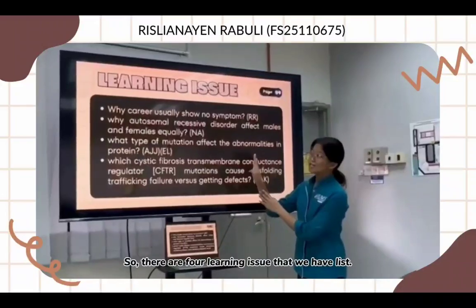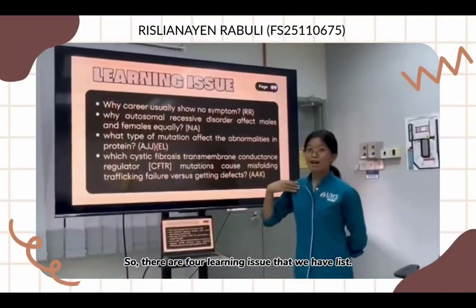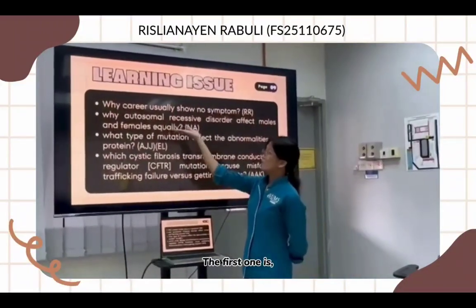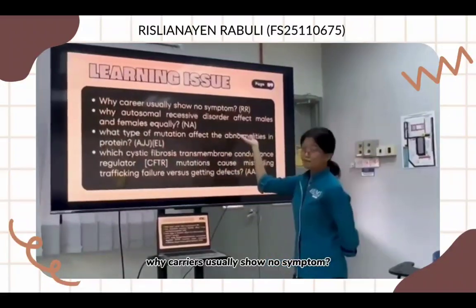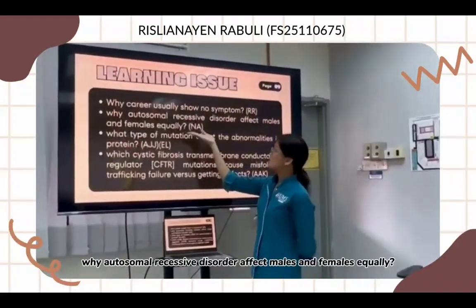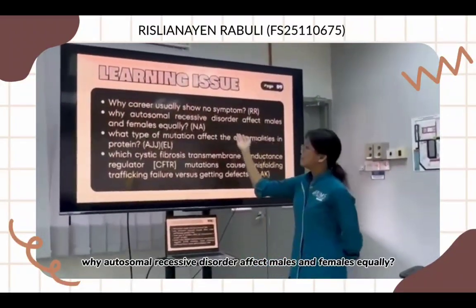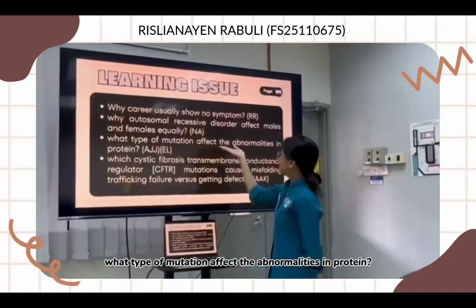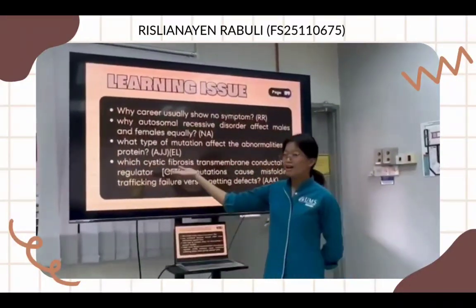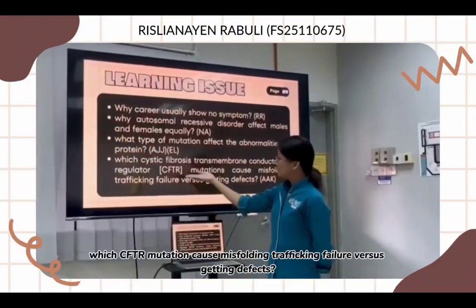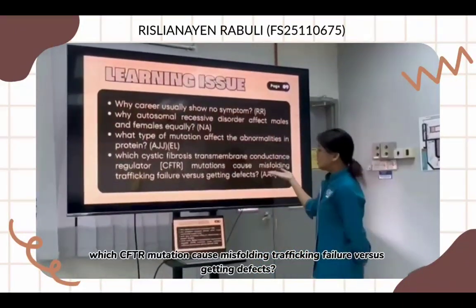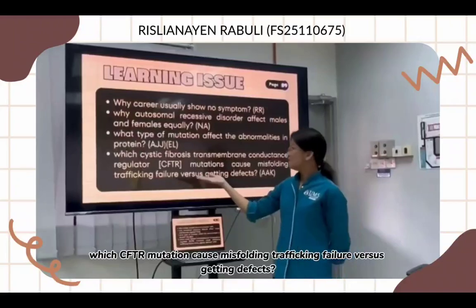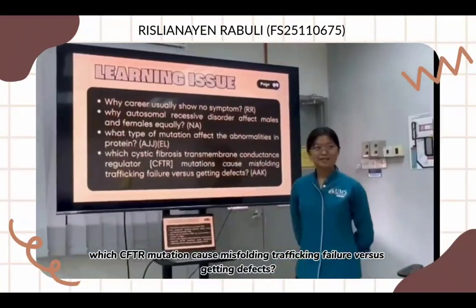So there are four learning issues that we have listed. The first one is why carriers are visually normal. The second one is why autosomal recessive disorders affect males and females equally. The third one is what type of mutation affects the abnormalities in protein. And the last one is which CFTR mutation causes misfolding versus gating defects. That's all.